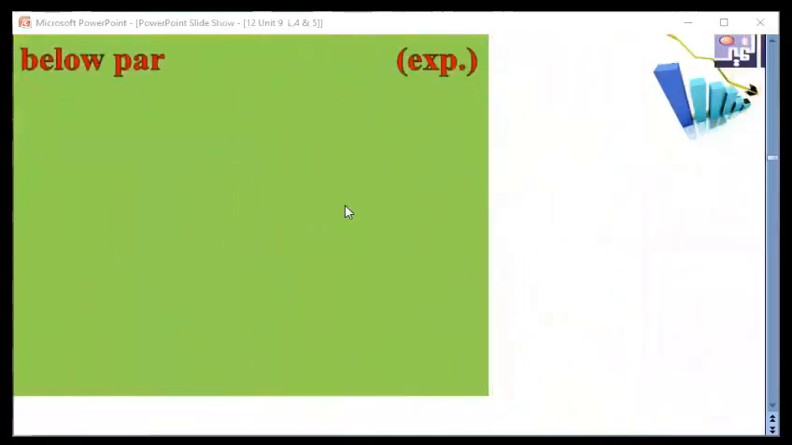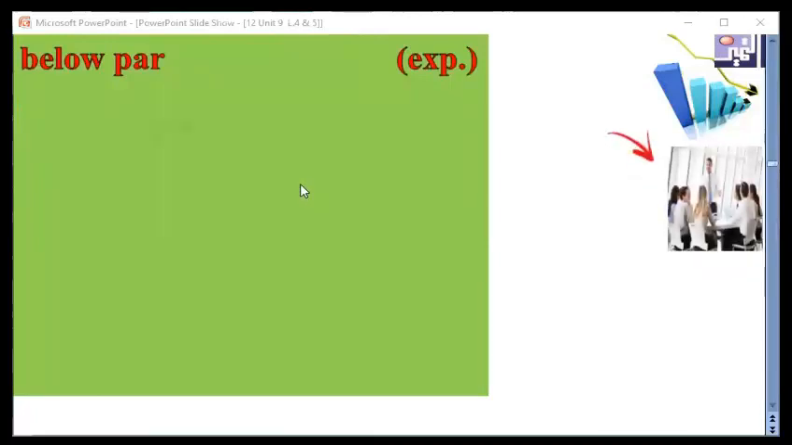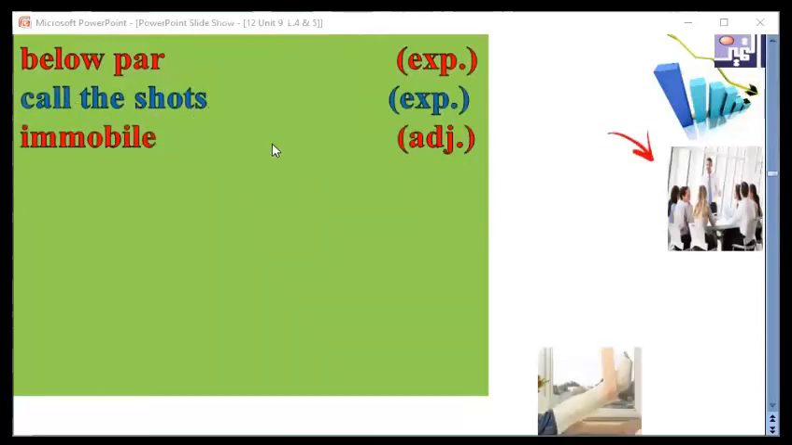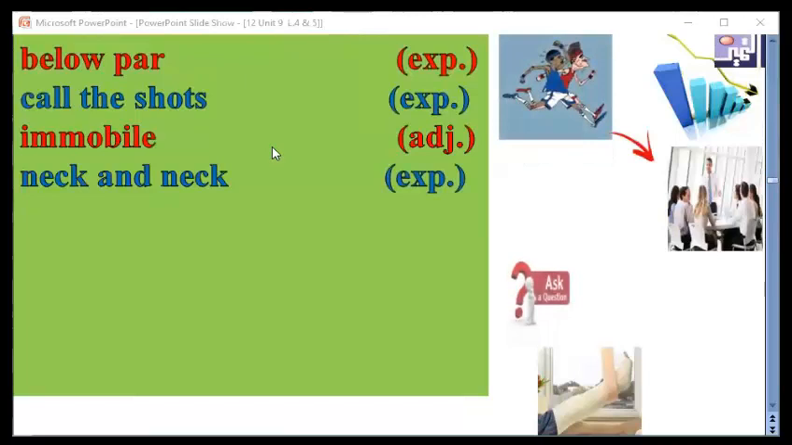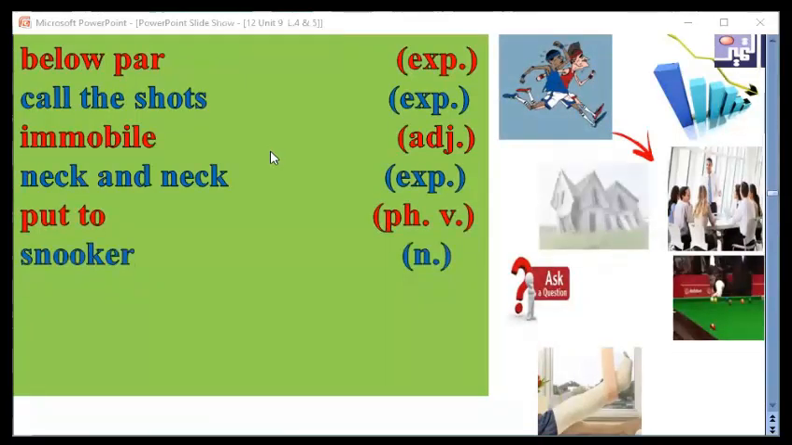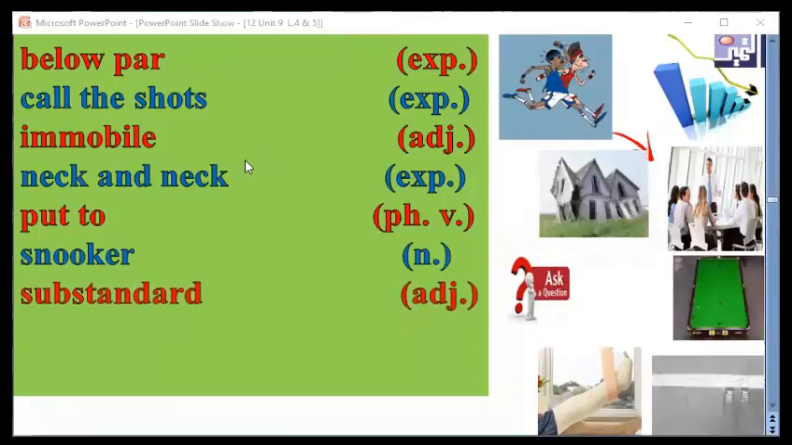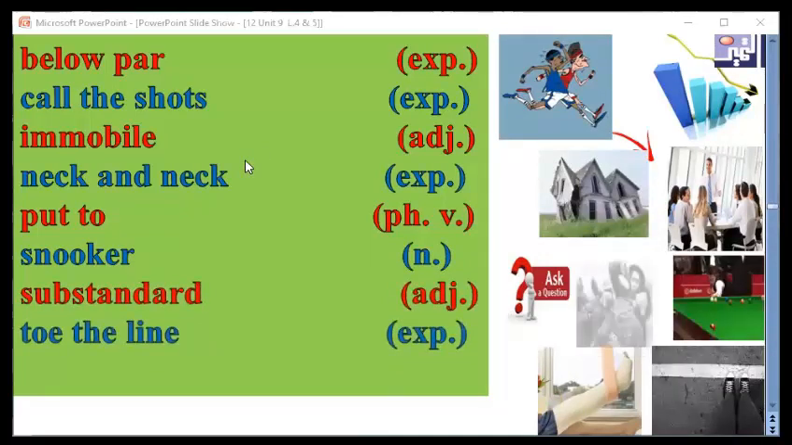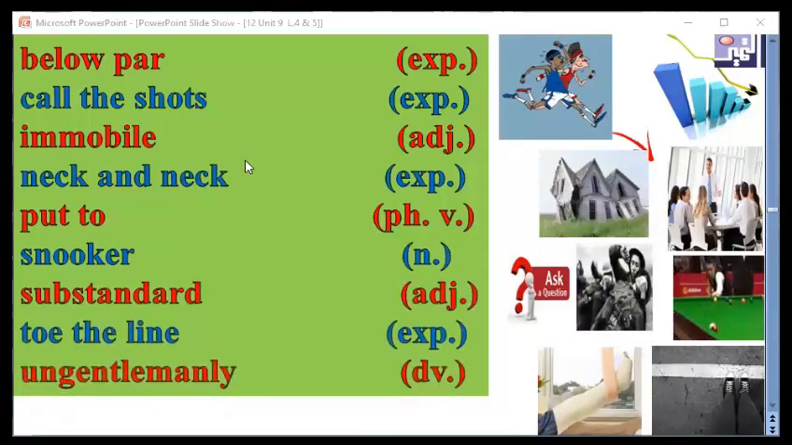After that, I'd like you to have a look at these new words again. We have below par, call the shots, immobile, neck and neck, put to, snooker, substandard, to the line, and we have ungentlemanly.